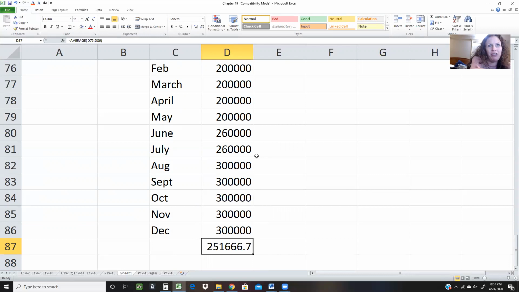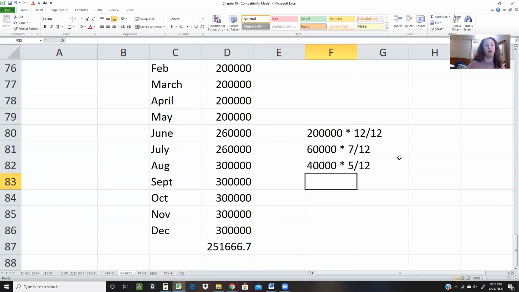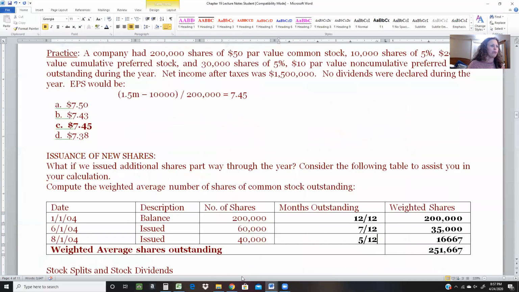So you can use this way to check yourself if you want to, or you can just use the book method. The book method said basically that you had 200,000 shares times 12 out of 12. You had 60,000 shares times 7 out of 12, and you had 40,000 shares times 5 of the months out of 12. And then do that calculation, add it together, and you'll get 251,667. So let's look at another complication to this.